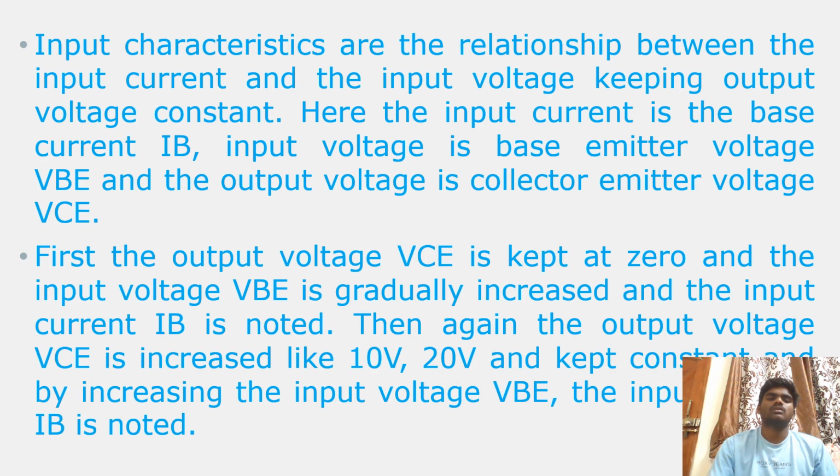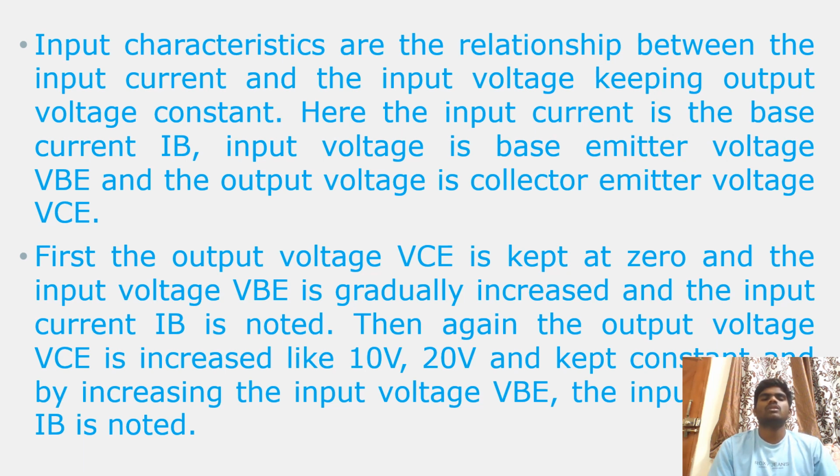The input characteristics are a relationship between the input current and the input voltage, keeping the output voltage constant. Here the input current is the base current IB. The input voltage is the base emitter voltage VBE. The output voltage is the collector emitter voltage VCE.